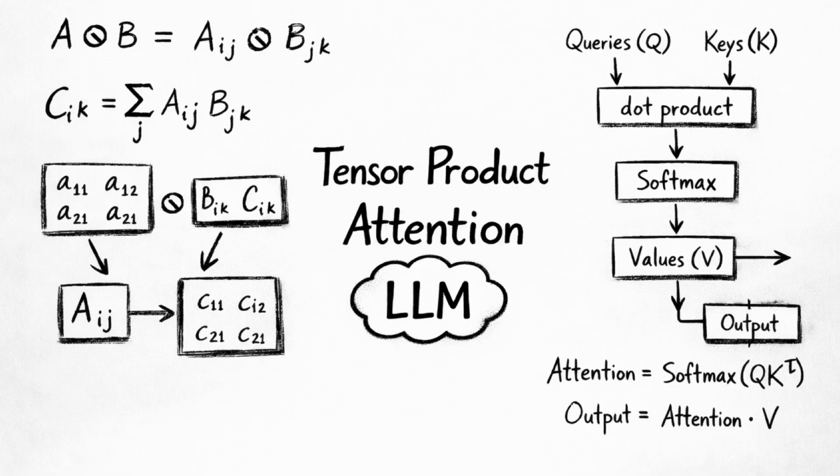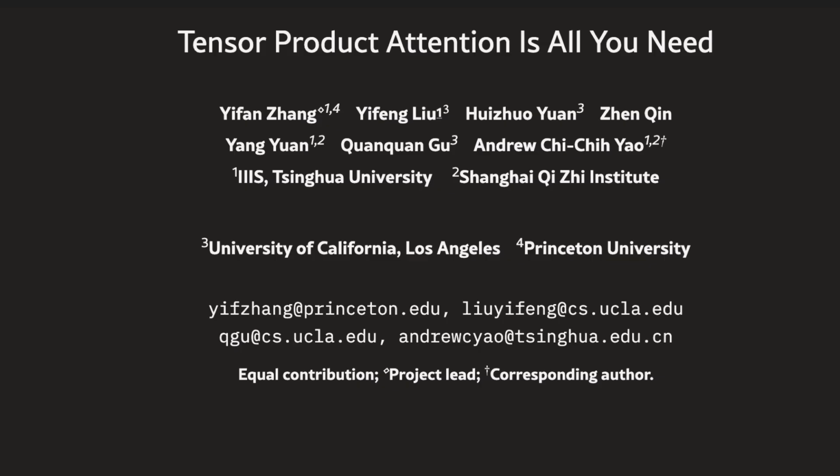This video is about tensor product attention in LLMs. We're going to look at a paper that was recently written about how we could reduce the number of operations in attention. And we'll compare that to traditional multi-head attention. So this is the paper we'll be exploring called Tensor Product Attention is All You Need that was recently published.